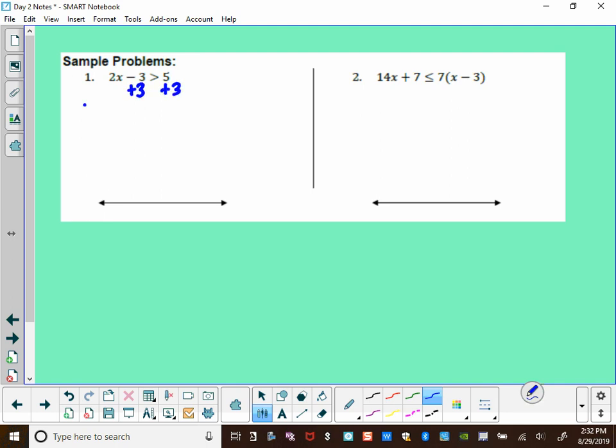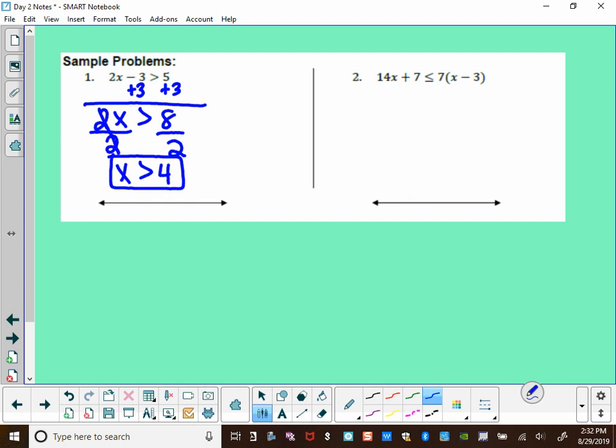Good. Part of the trick of algebra is to line up everything. It just makes your life so much easier. So now I have 2x is greater than 5 plus 3 gives me 8. From here, what do I do? Divide by 2. So x is greater than 4. That's my answer.